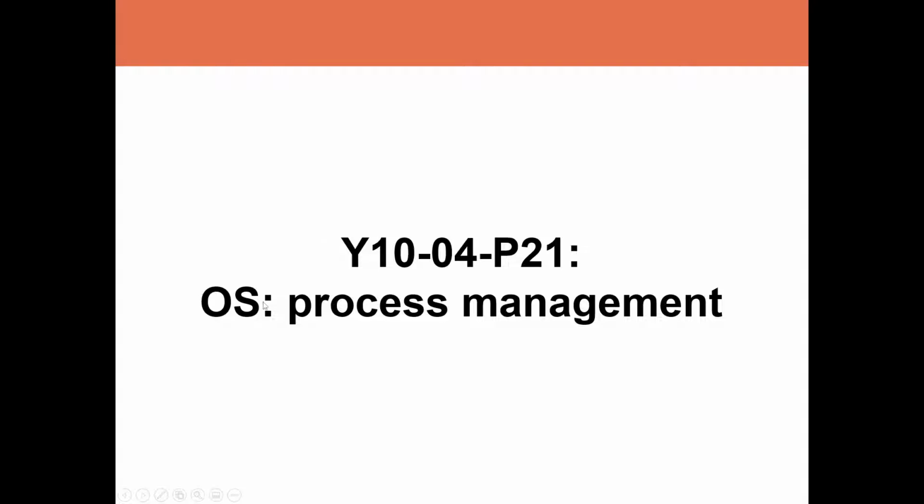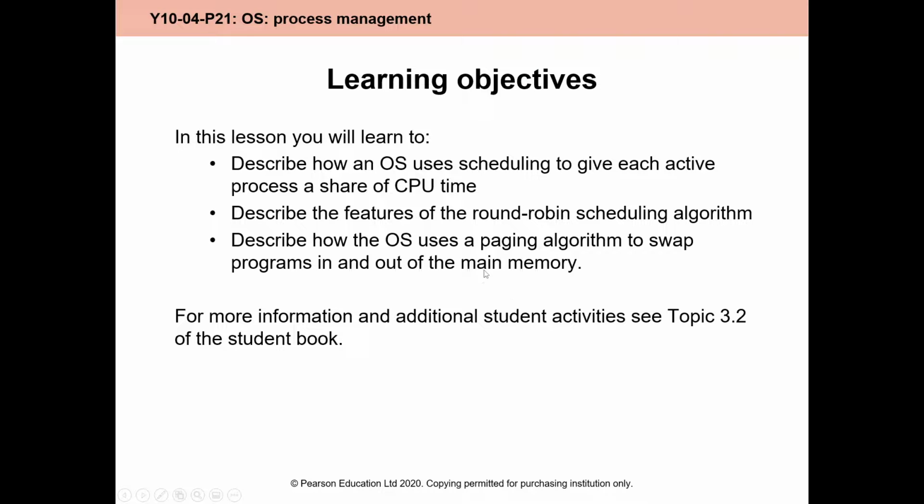Fab. So today we're going to look at what an operating system does in terms of process management, what a process is, and how they need to be managed. So an operating system uses scheduling. Scheduling means prioritizing your time, splitting your time, sharing your time, to give each process a share of CPU time. Well, what does that mean?